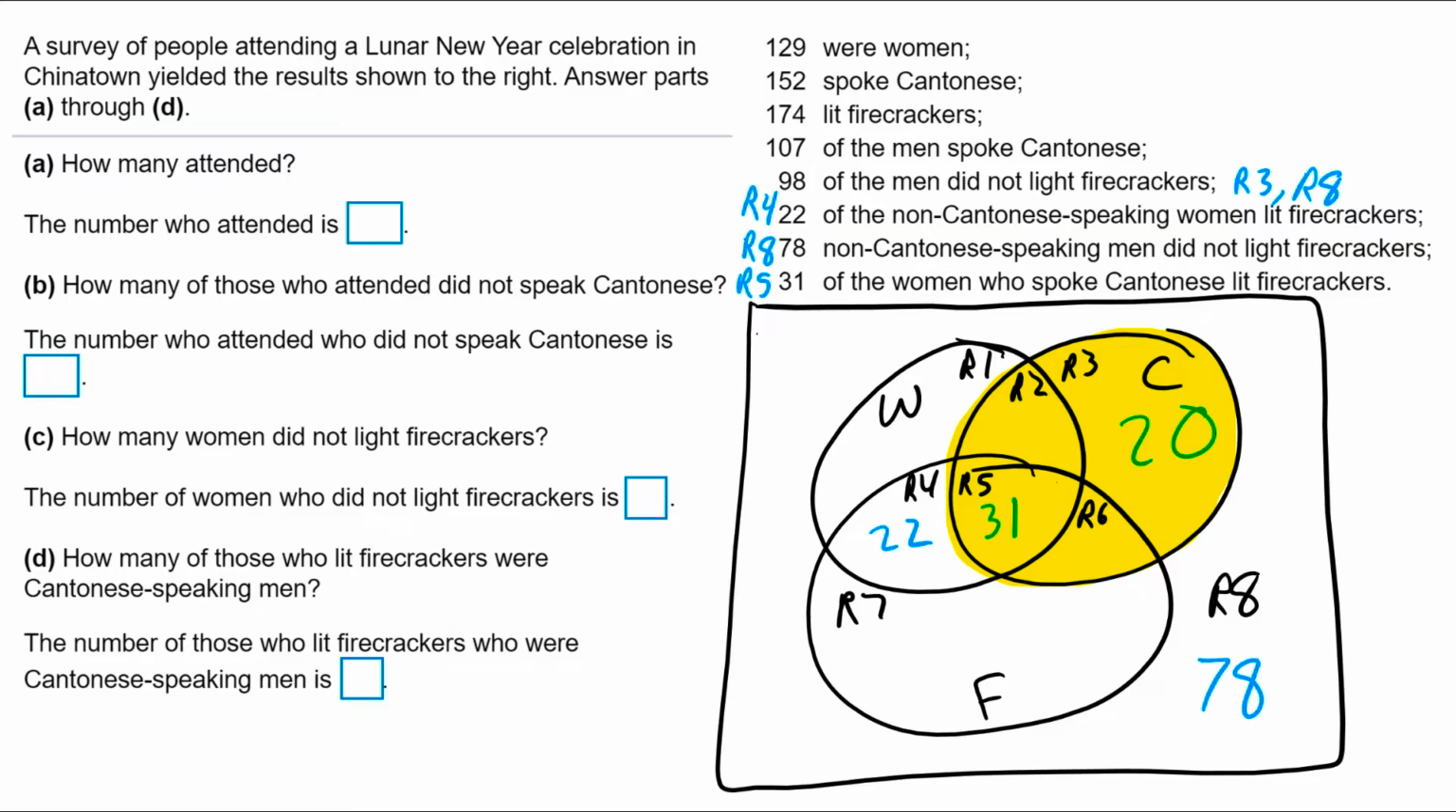2 of those regions aren't in the women's circle, which means they're men, and that would be region 3 and region 6. So region 3 and region 6 are men who speak Cantonese. So let's write that down, region 3 and region 6. We already know region 3, it's 20. So region 6 would need to be 87, so that 20 plus 87 gives us 107. So 87. All right.